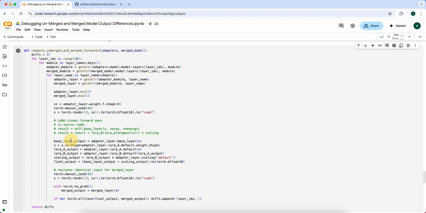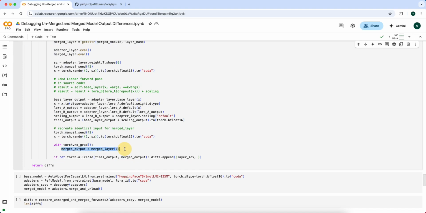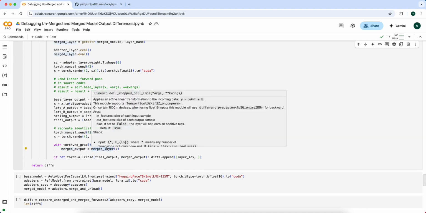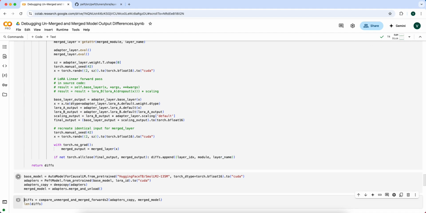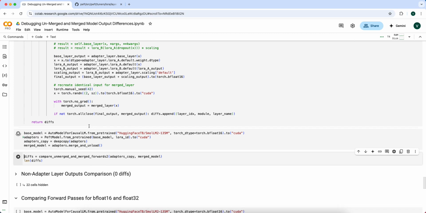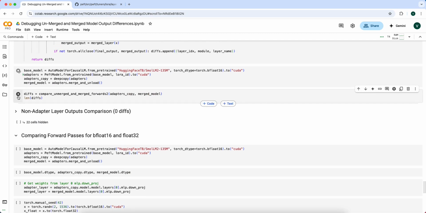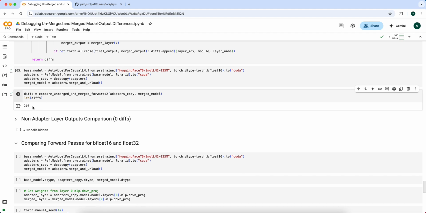So first thing is base layer output, store that here, get the LoRA output, add the two, convert it to the right data type, and then do the merged output, which is the forward pass in the merged layer, and then compare those two. And I should add module and layer name to this. Get a fresh set of models. And we get the same, 210.